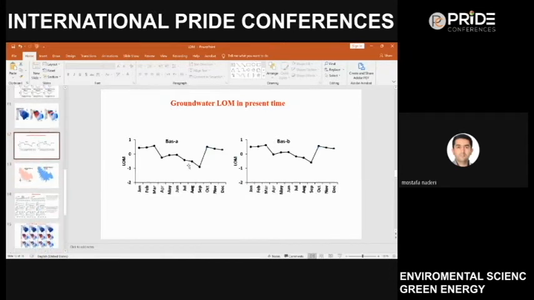The groundwater LOM in present time for the Fuman aquifer. As you can see again, this is the monthly LOM in groundwater under the available water use efficiency. In some regions, in some months, the LOM is positive, but in dry seasons, the LOM is negative. However, the improvement of the agricultural water use efficiency increases the LOM, but cannot increase the LOM to a level that is acceptable for management.